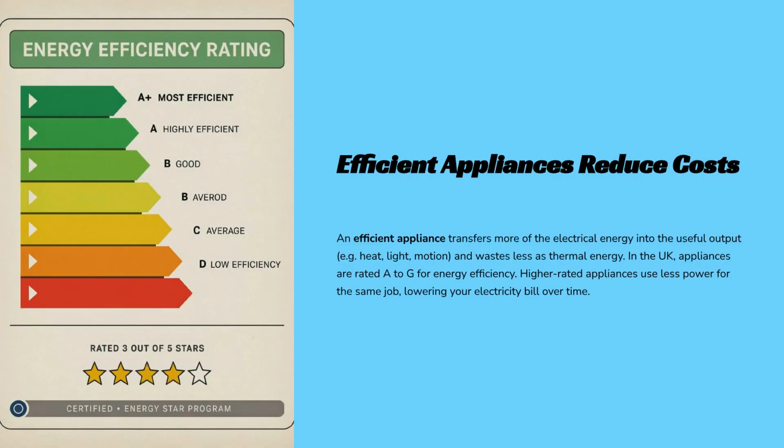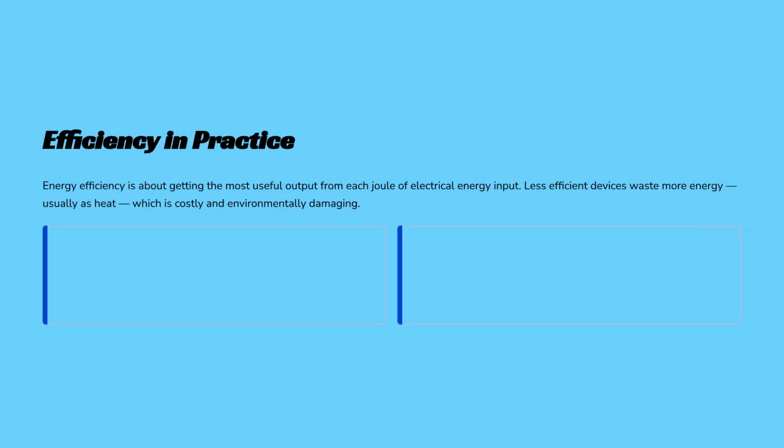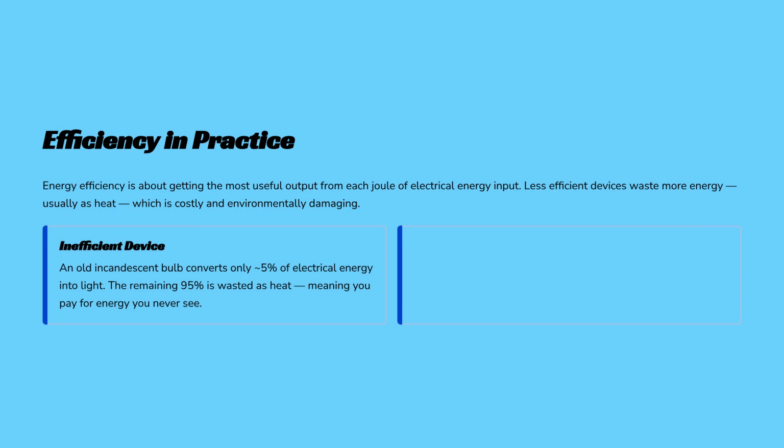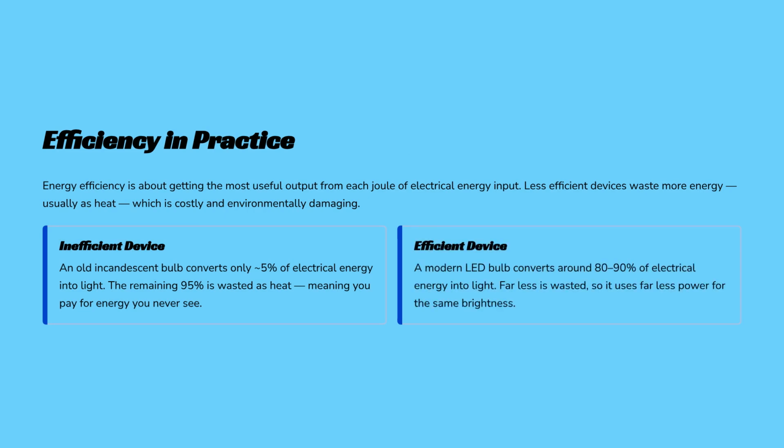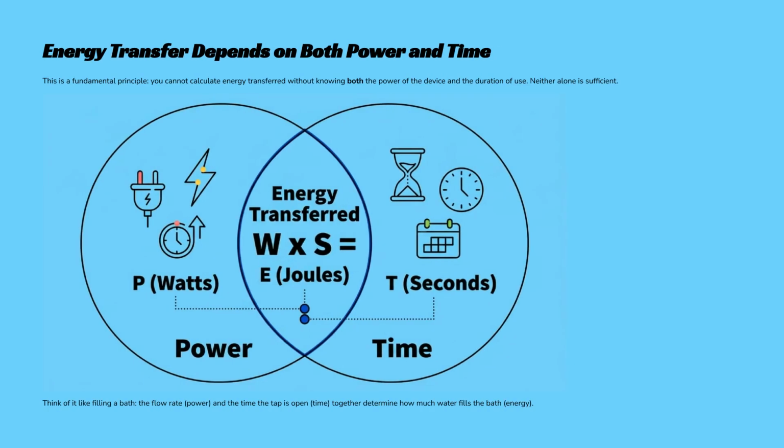Higher rated appliances transfer more energy into useful outputs like light or motion, and waste less as thermal energy, lowering your cost over time. Energy efficiency is about minimizing waste. An old incandescent bulb wastes 95% of its energy as heat, while a modern LED bulb converts up to 90% into useful light. Always remember that energy transfer requires both power and time.